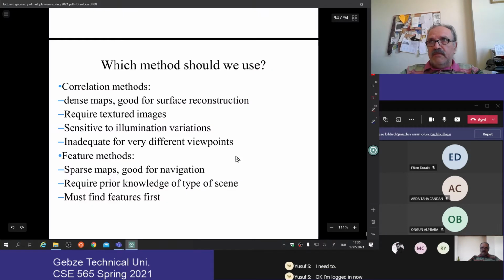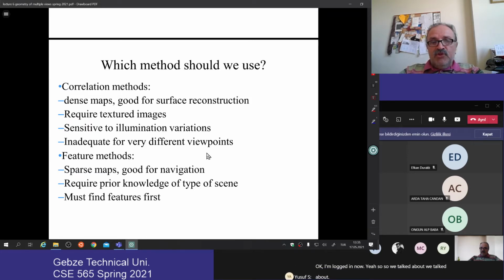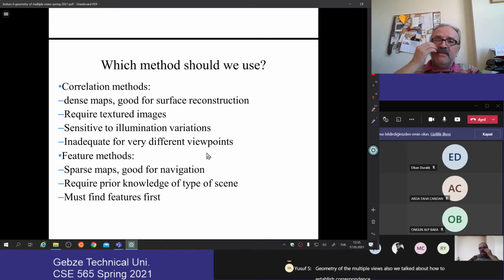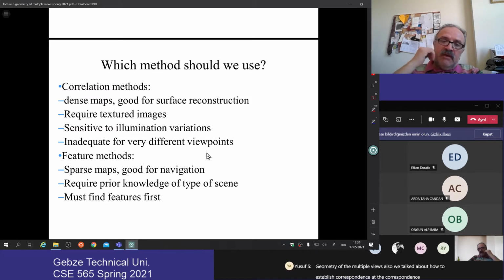Okay, so we talked about geometry of the multiple views. Also, we talked about how to establish correspondence. After the correspondence establishment, how we get the depth of the points, and under what conditions we can get them with the absolute coordinates, and under what conditions we get them with respect to a scale factor or with respect to a perspective projection transformation, etc.